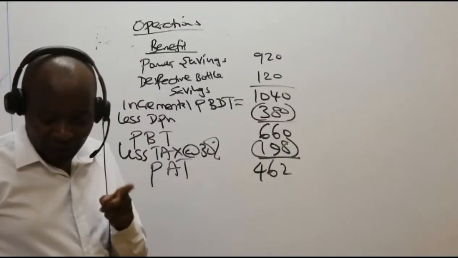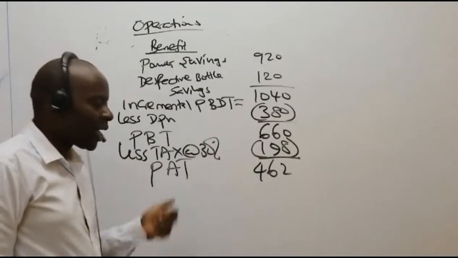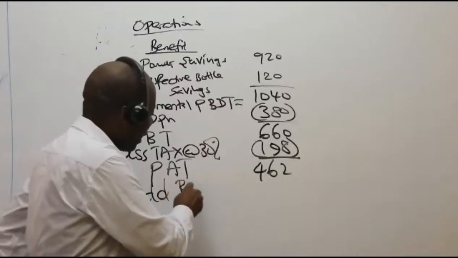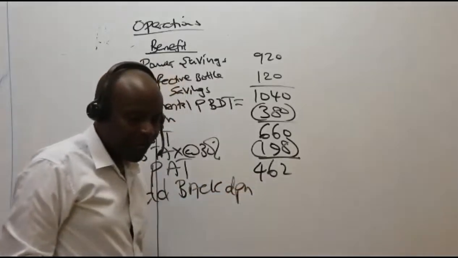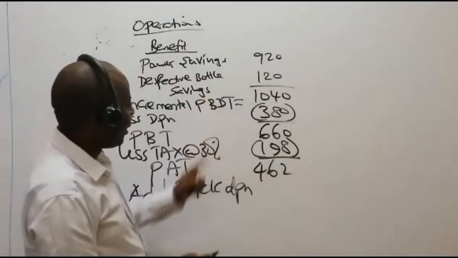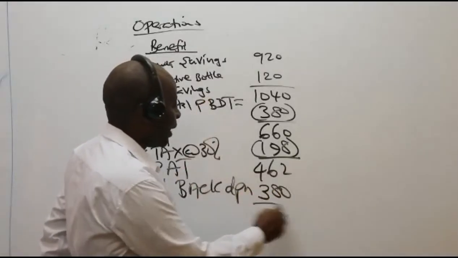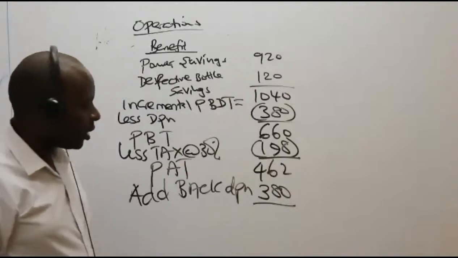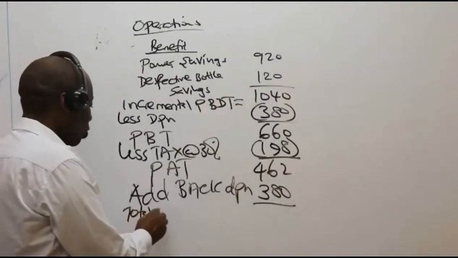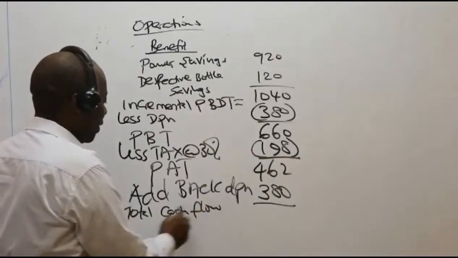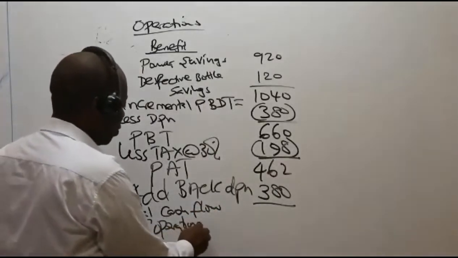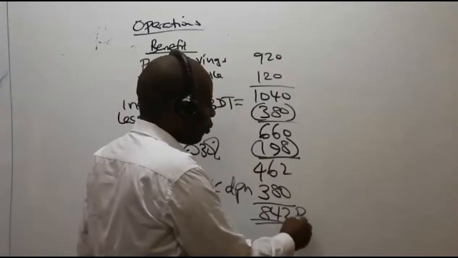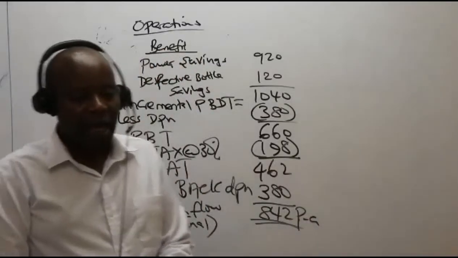Profit after taxation is 462. But because I want cash flows, I'll come and add back depreciation, my incremental depreciation of 380. So could you kindly give me the total cash flow, which is operational in nature? Somebody says 842. 842 per annum.